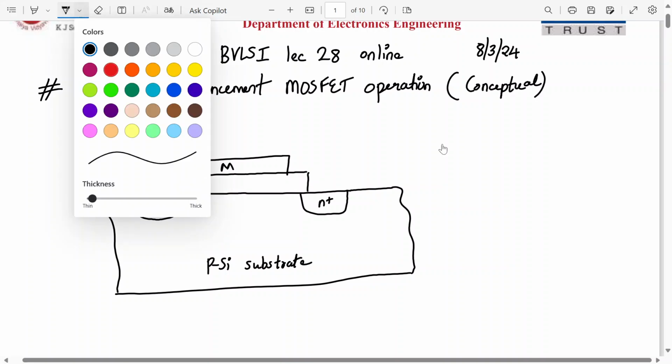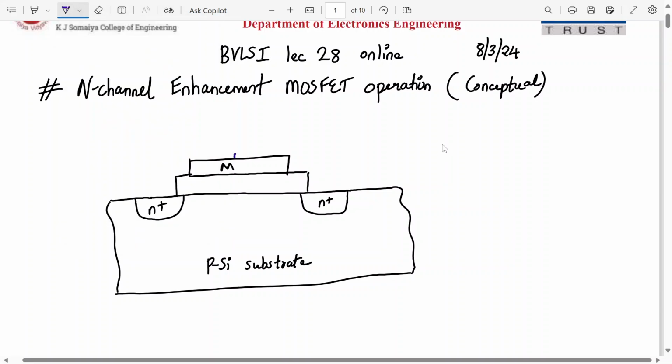Now let me mark the connections. So this is metal, this is my gate terminal. This is my source terminal, I'm writing in short form as S, and this is my drain terminal. Body terminal, normally in modern integrated circuits, body terminal is not taken from the bottom. This is the body actually, but it's taken from above. So we call this a small N plus layer over here, and we call this pocket as body.